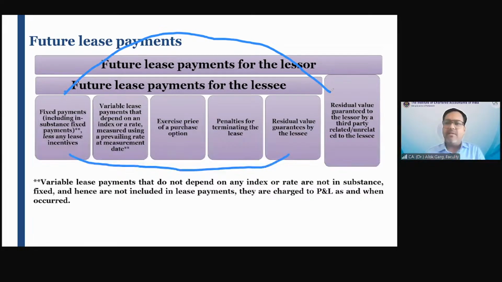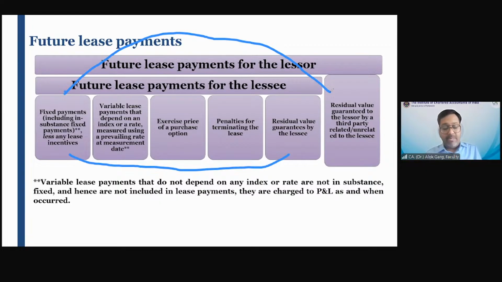For example, the lessor and the lessee entered into a contract for 5 years. The rent is 10,000 rupees per annum and it is going to be increased 10% every year. So what is my fixed payment? 10,000 rupees. What is my in substance fixed payment? Today I am aware that 10% escalation is in every year. So I am aware that today it is 10,000, in the next year it is 11,000. So this escalation becomes in substance fixed payment. Okay.